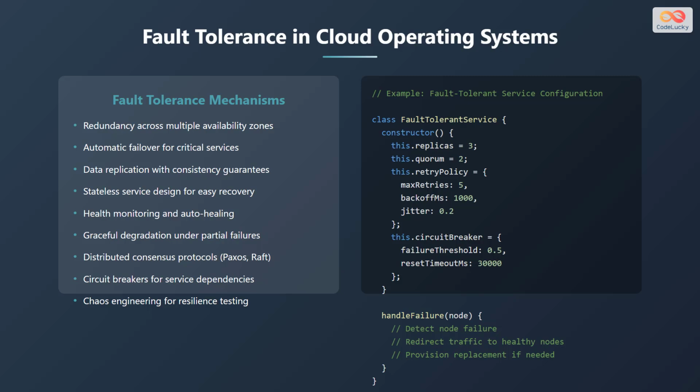Now let's delve into fault tolerance in cloud operating systems. Fault tolerance mechanisms include redundancy across multiple availability zones, automatic failover for critical services, data replication with consistency guarantees, stateless service design for easy recovery, health monitoring and auto-healing, graceful degradation under partial failures, distributed consensus protocols, circuit breakers for service dependencies, and chaos engineering for resilience testing. Here is an example of a fault-tolerant service configuration where you can define the number of replicas, quorum, retry policy, and circuit breaker settings.